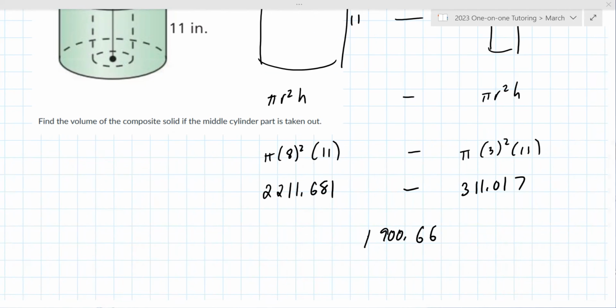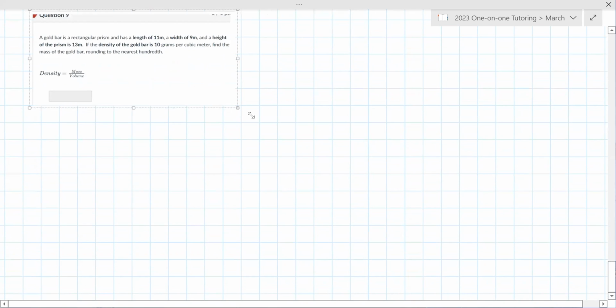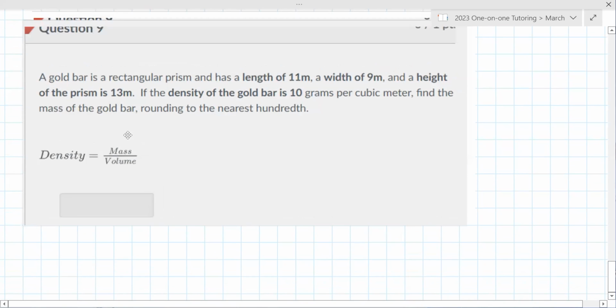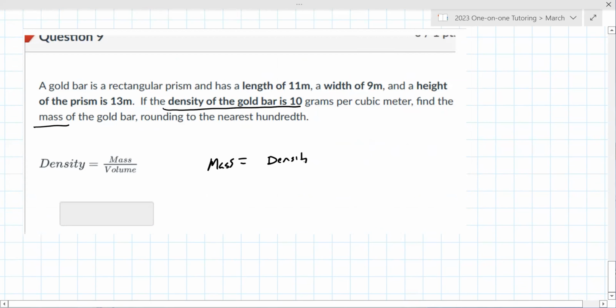All right, number 9 is a deviation from most of the problems we've been doing, but it is doable. They're asking you to determine density. Density is mass divided by volume. You might have seen that in your chemistry class. Sorry, they're giving you the density and they want you to find the mass. So the mass is density times volume.